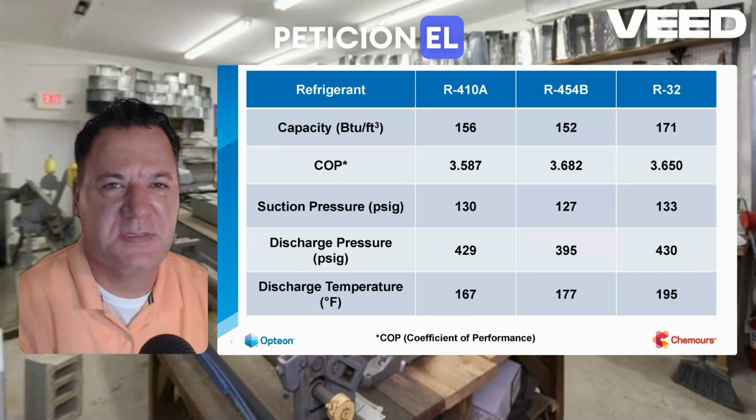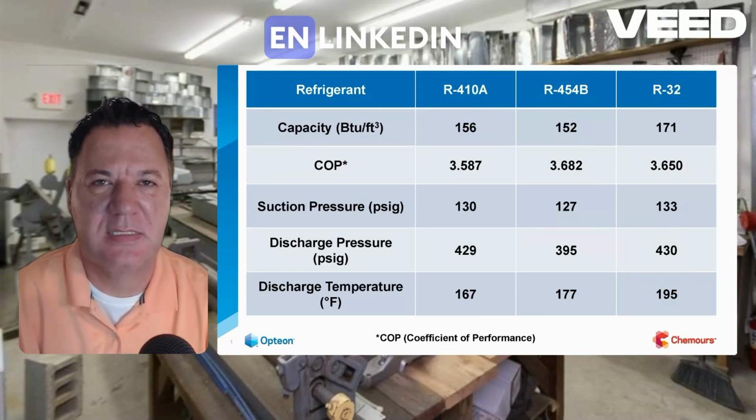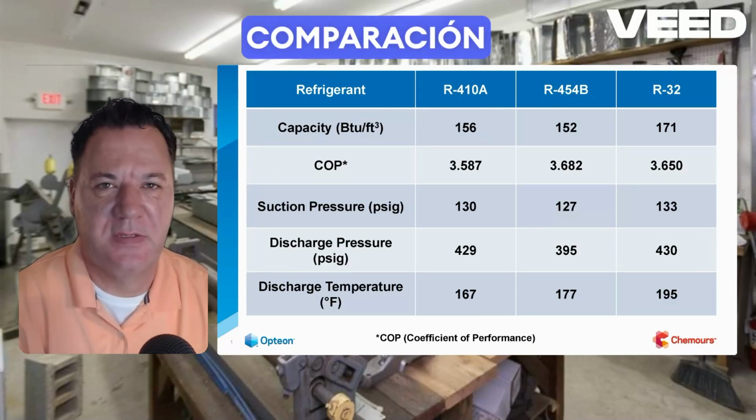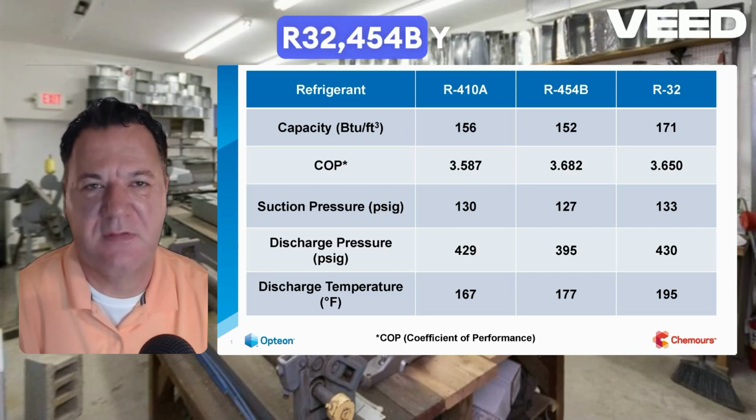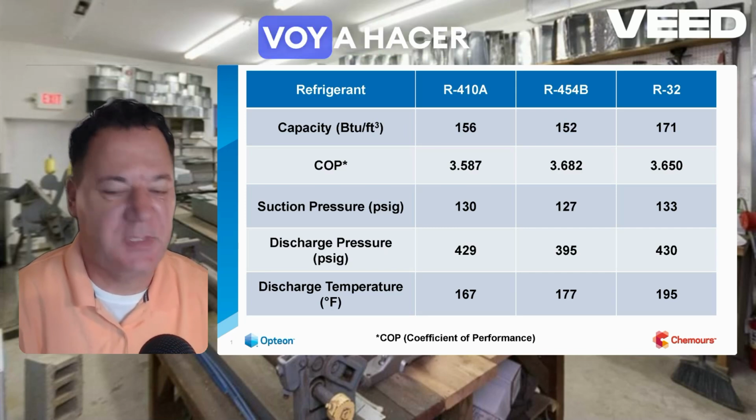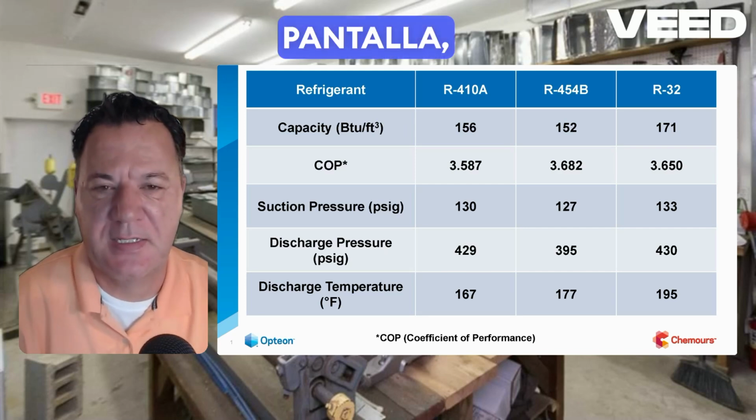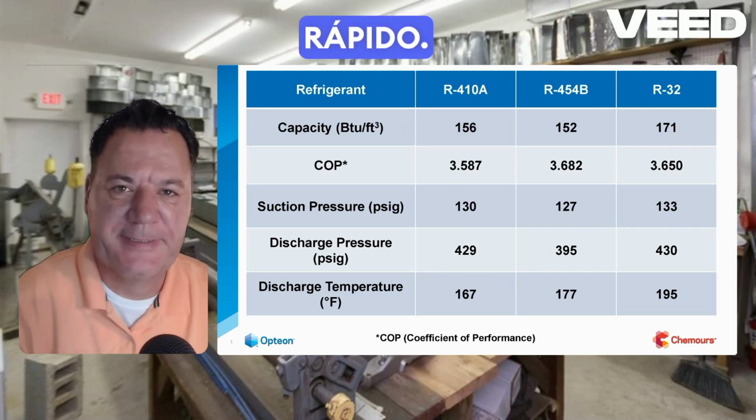Hey, there was a request the other day in the comments on LinkedIn to do a comparison, at a very high level, of R32, 454B, and R410A. So that's what I'm going to do today. So, pulled up on the screen, going to walk through this real quick.